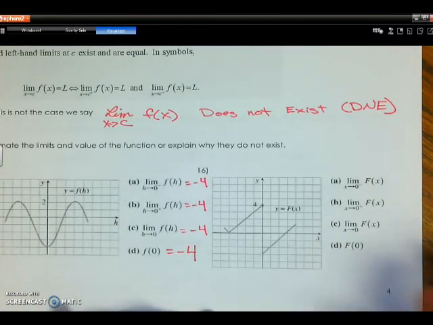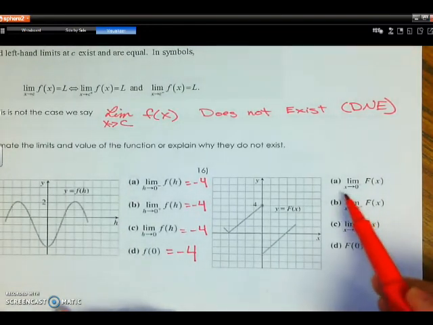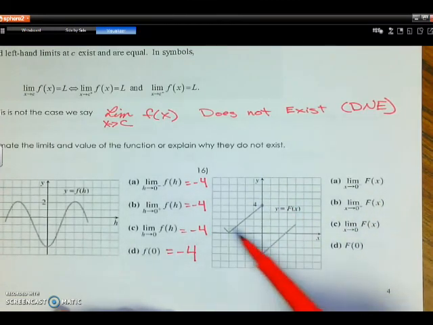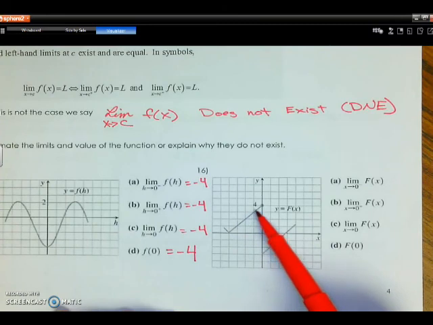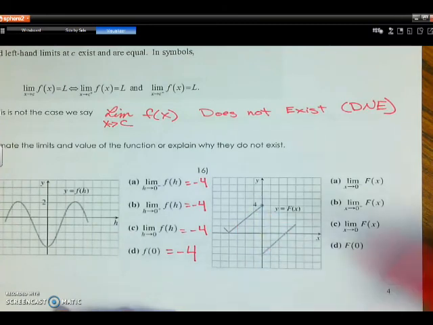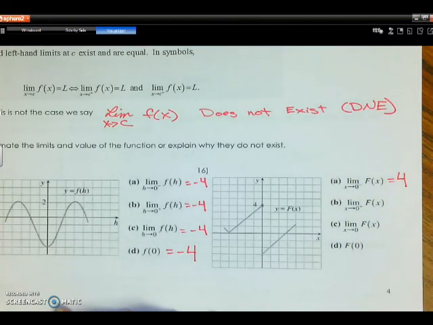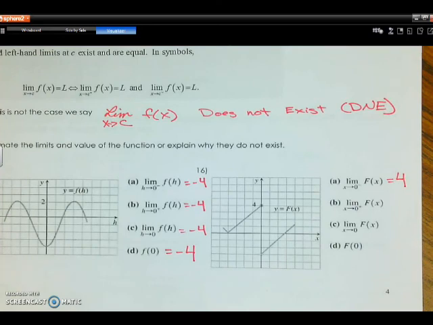So let's see what's going on here. They're asking us to take the limit as you approach 0 from the left. So here's 0, right? As I approach 0 from the left, so that means I'm moving to the right, coming from the left, my y value is getting closer and closer to that 4, so it's a +4 this time.